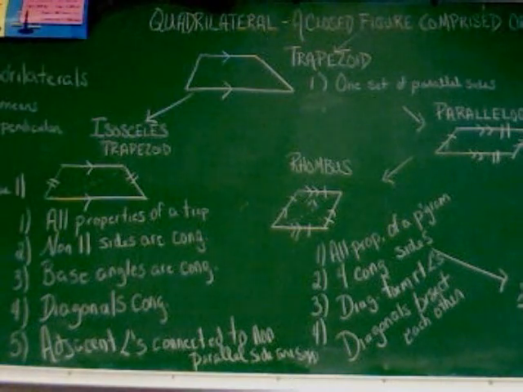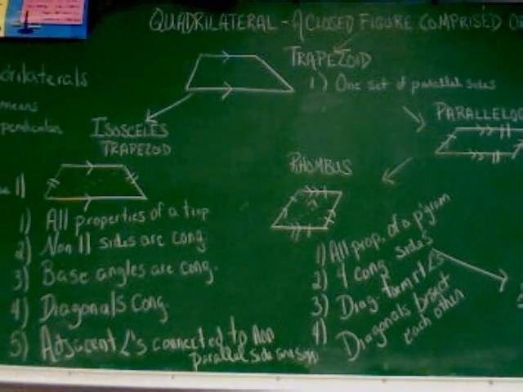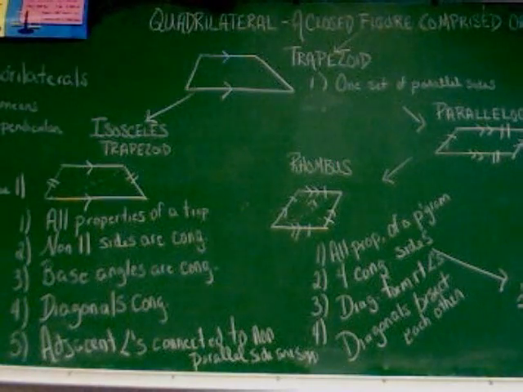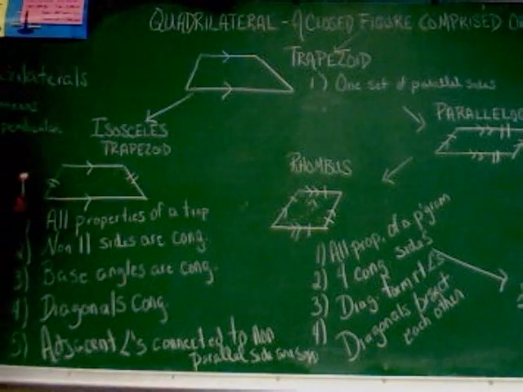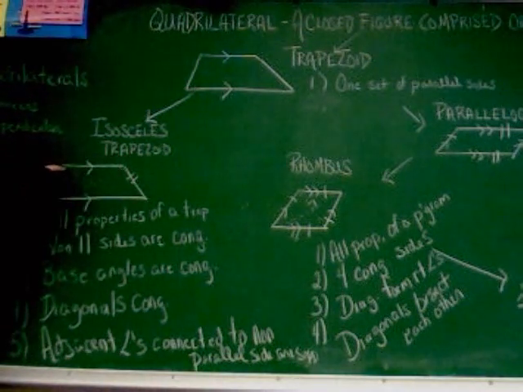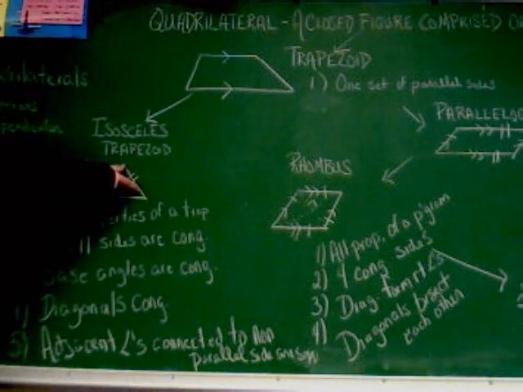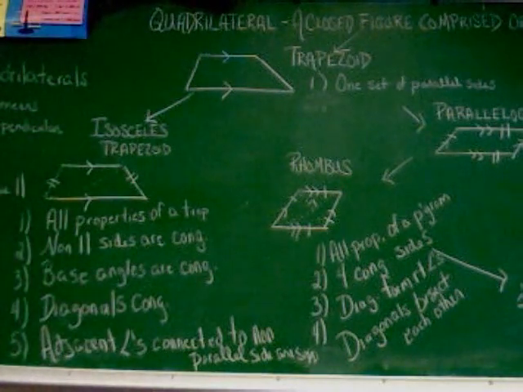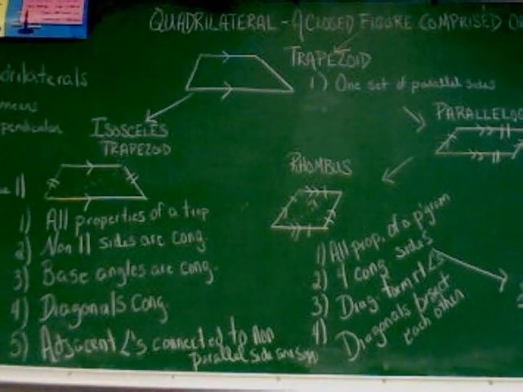And finally, the adjacent angles connected to the non-parallel sides are supplementary. The adjacent angles connected to the non-parallel side are supplementary. So if I'm looking at the non-parallels, I'm looking at this, and I'm looking at this. That means these 2 angles and those 2 angles. Right? Each set of those are supplementary. Again, supplementary meaning they make 180 degrees.